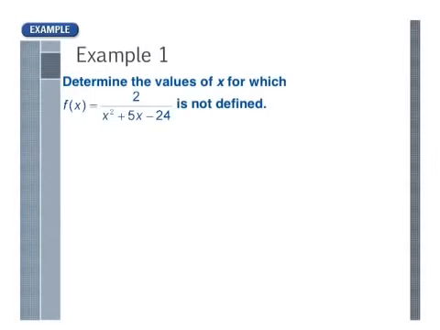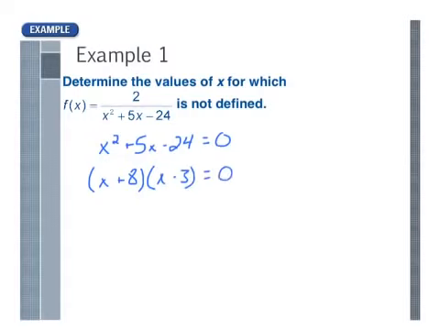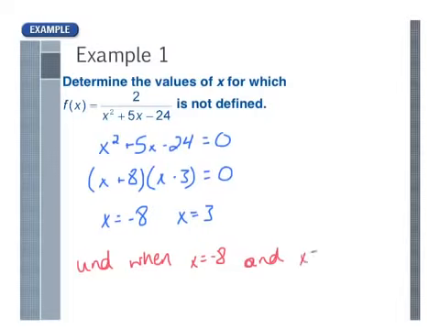Okay, this example is asking us to determine the values of x for which this function is not defined. You may recall that we did this in section 8.1. So the function is going to be undefined whenever your denominator is equal to 0. So we're going to set the denominator equal to 0. To solve this quadratic equation, we are going to factor it. That factors as x plus 8 times x minus 3. And then you set each of those equal to 0. You're going to get x equals negative 8 or x equals positive 3. So the function is undefined when x equals negative 8 and x equals positive 3.